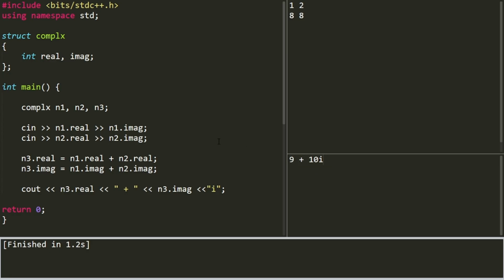Okay. So I hope you got how we can use a structure for adding two complex numbers. We'll meet in the next video with another interesting problem.